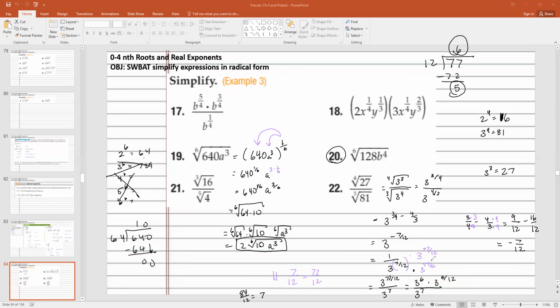So 6 minus 7: 3 to the 6 over 3 to the 7th equals 3 to the 6 minus 7, which is 3 to the negative first, which is 1 over 3. So this is 1 over 3 times 3 to the 5/12 power, and so the 12th root of 3 to the 5th. And that is that.